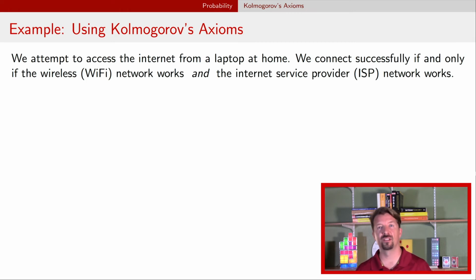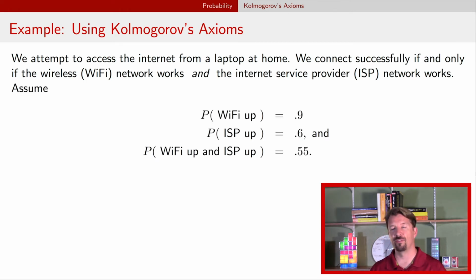So in particular, let's suppose that you know that your Wi-Fi is okay, it's up 90% of the time. The ISP is horrendous, their advertised rate is only 60% uptime. And you know based on prior experience that your ability to connect to the internet is that you can do it about 55% of the time between the Wi-Fi and ISP. So using this information and Kolmogorov's axioms and the consequences thereof, you can actually calculate many more probabilities.